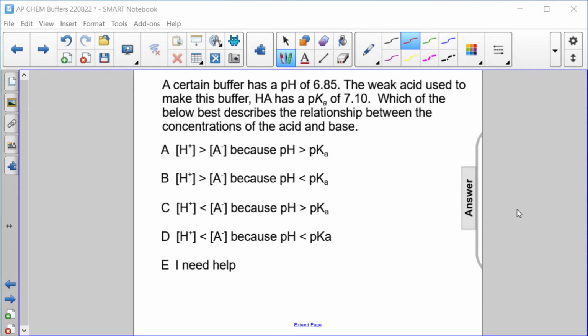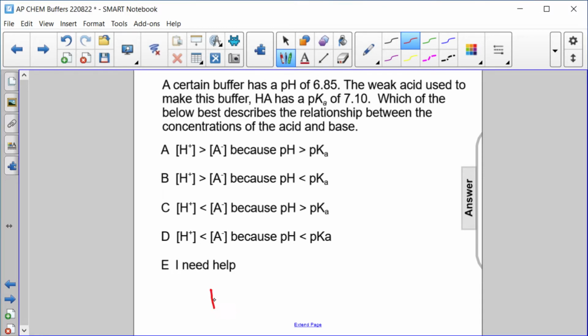A certain buffer has a pH of 6.85. The weak acid used to make this buffer, HA, has a pKa of 7.10. Which of the below best describes the relationship between the concentrations of the acid and the base?